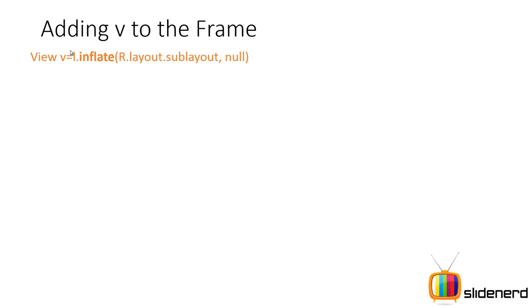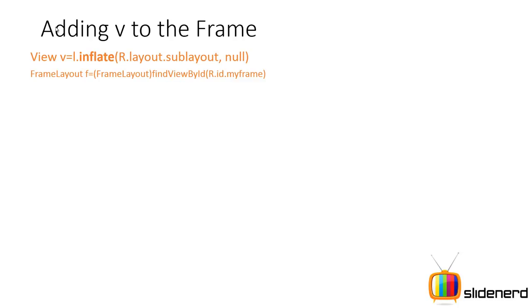You have not added it. So there are two ways. One, add it to the frame. Two, add it to the linear layout, because they are the only two layouts inside your activity_main, right? And you have to add this v to one of them. So here, what I'm gonna do is add it to the frame layout by saying something like this.